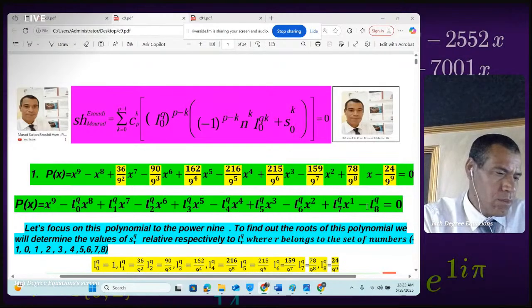The source mentions a specific tool for this. Yes, the discriminant formula of Mourad, Sultan, Ezouidi, H. That's the one. So it's like a special magnifying glass, maybe. It helps us see patterns in what looks like just a jumble of terms. Precisely. You can think of it that way.